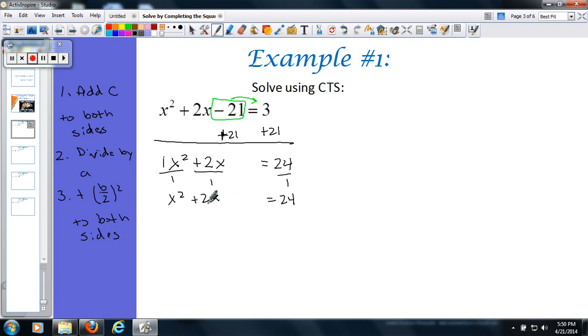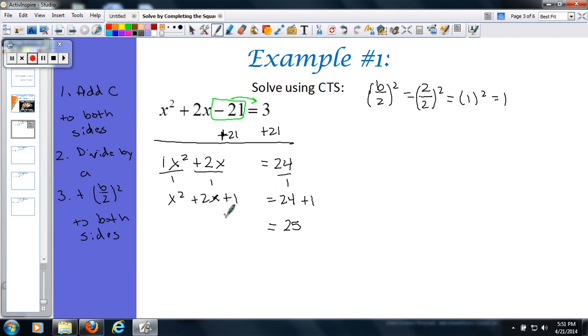So b, I'm going to find b over 2 squared right here. So b is 2, divided by 2 squared. This is 1 squared, which is 1. I'm going to add 1 here, and I'm going to add 1 here. Next thing we're going to do is simplify the right side, which is going to be 25. I'm going to simplify the left side.